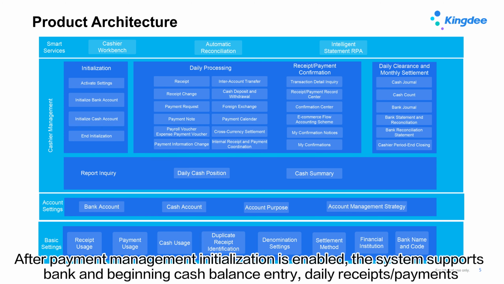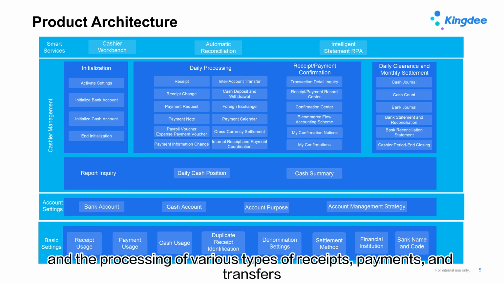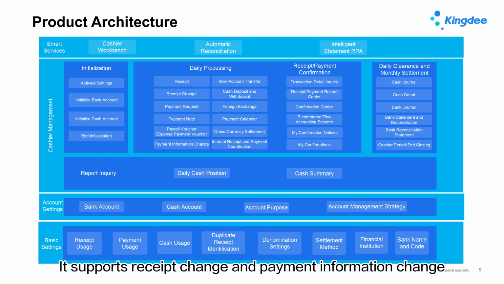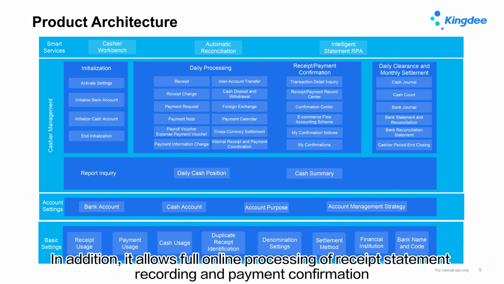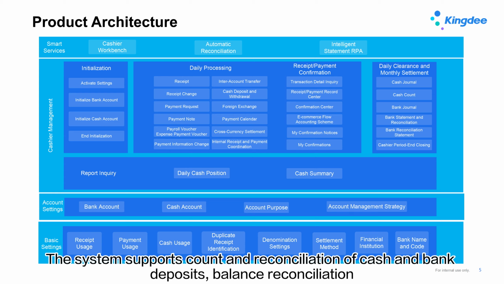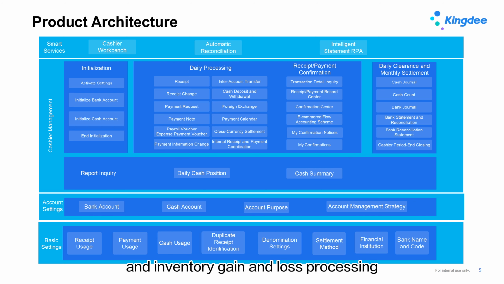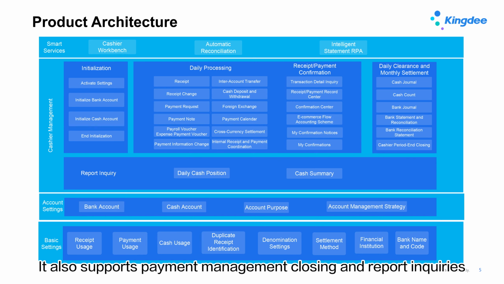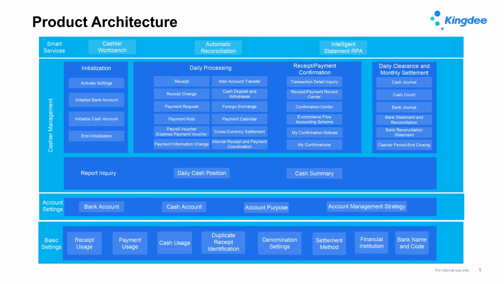After payment management initialization is enabled, the system supports bank and beginning cash balance entry, daily receipts, payments, and the processing of various types of receipts, payments, and transfers. It supports receipt change and payment information change. In addition, it allows full online processing of receipt statement recording and payment confirmation. The system supports count and reconciliation of cash and bank deposits, balance reconciliation, and inventory gain and loss processing. It also supports payment management closing and report inquiries.